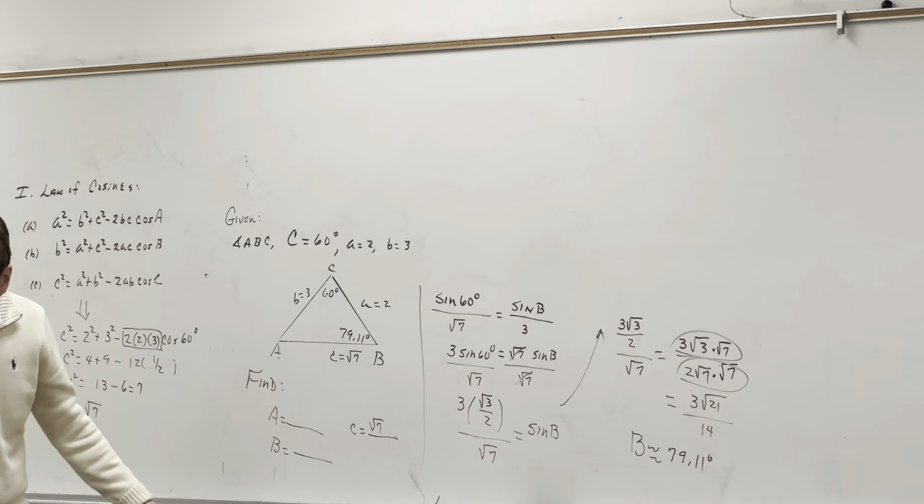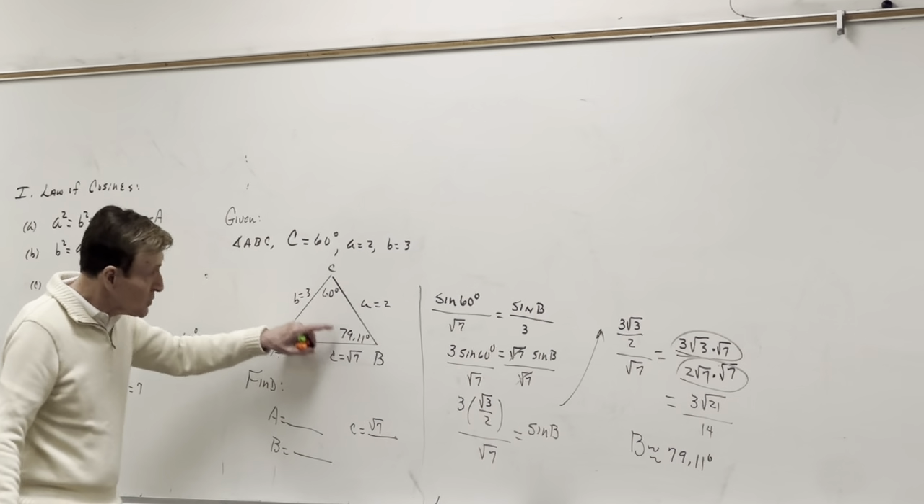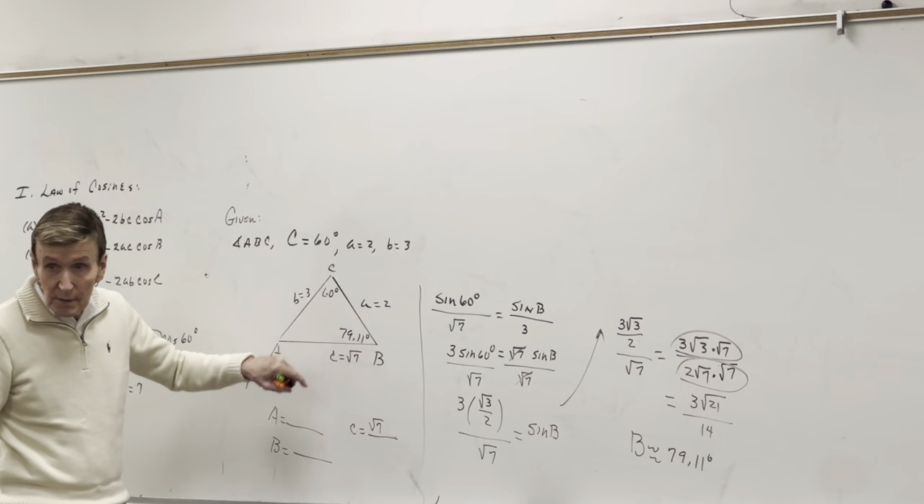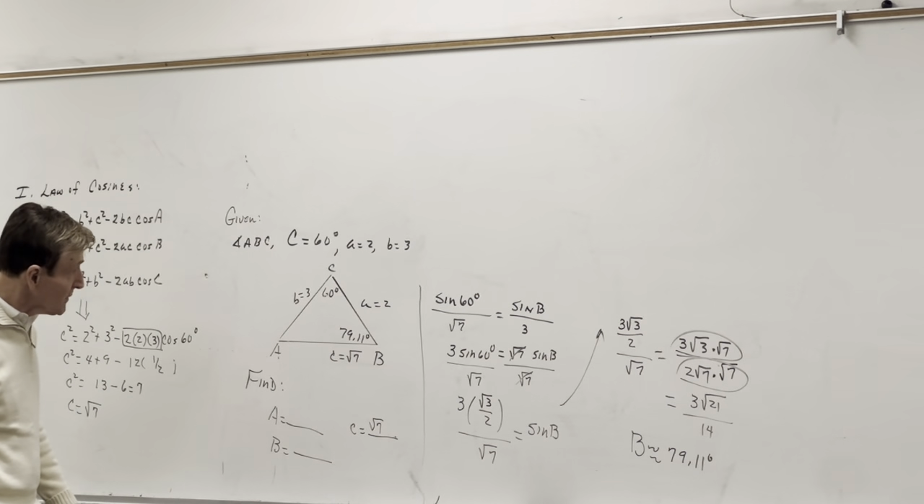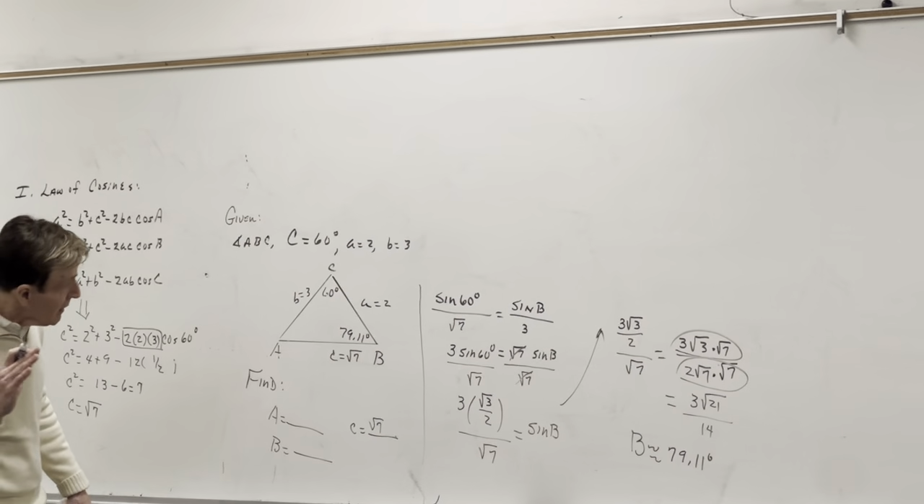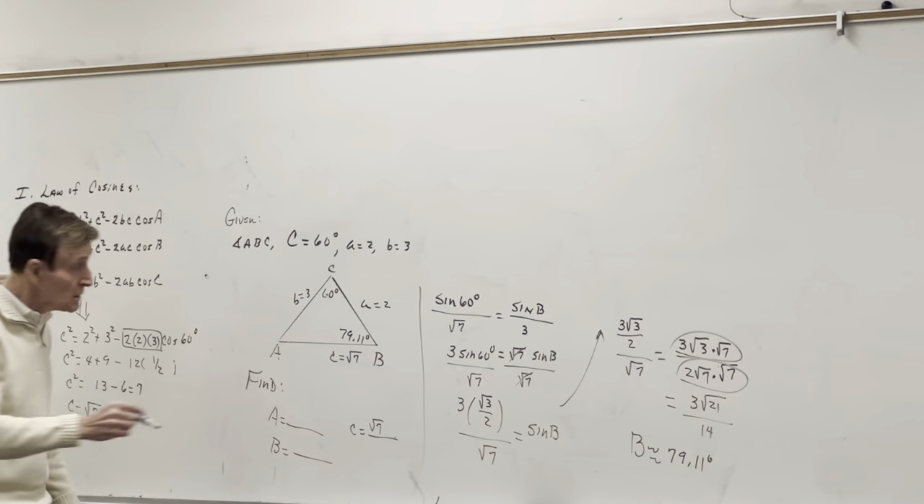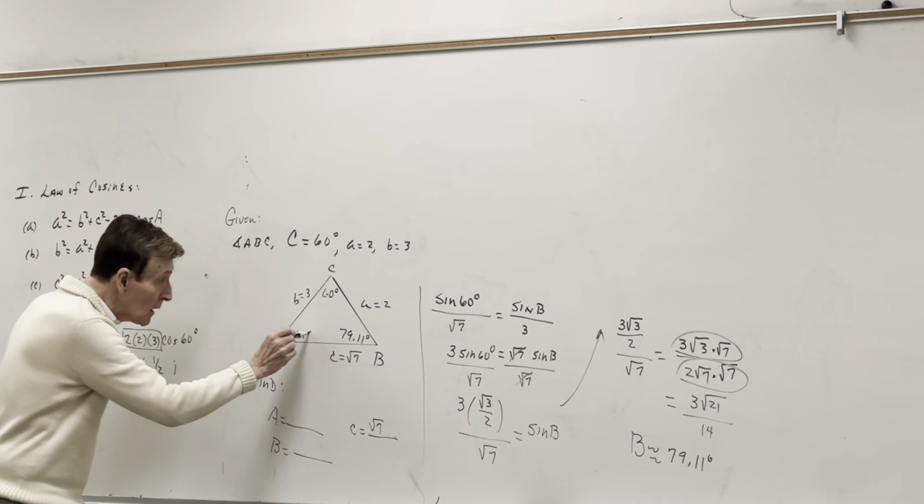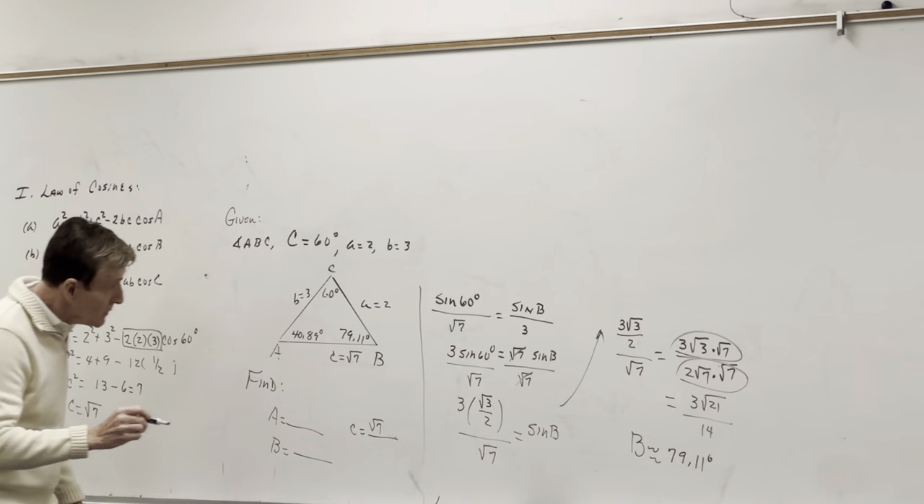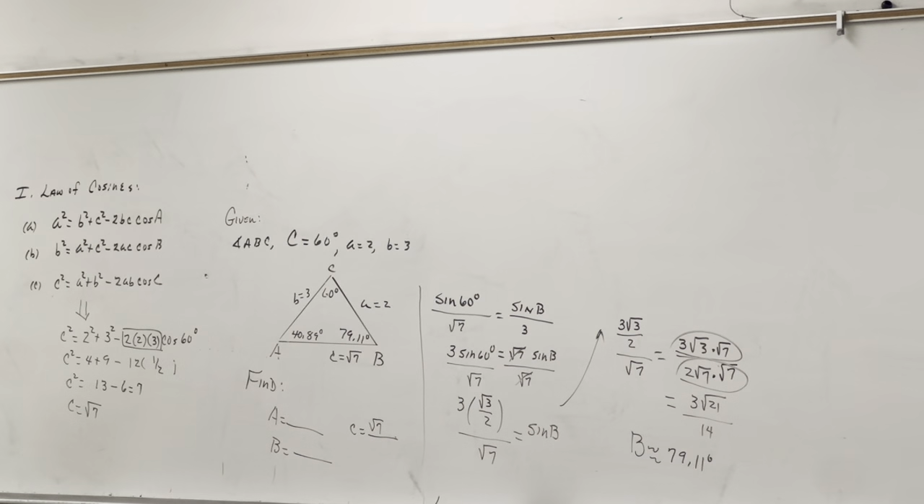Now, if we feel good about this, could we find the missing angle? I think it's angle A. Sum these two up and subtract from 180? All three should sum to 180. We get 40.89. Everybody's checking. Is he right? Thank you. We have the triangle finished.